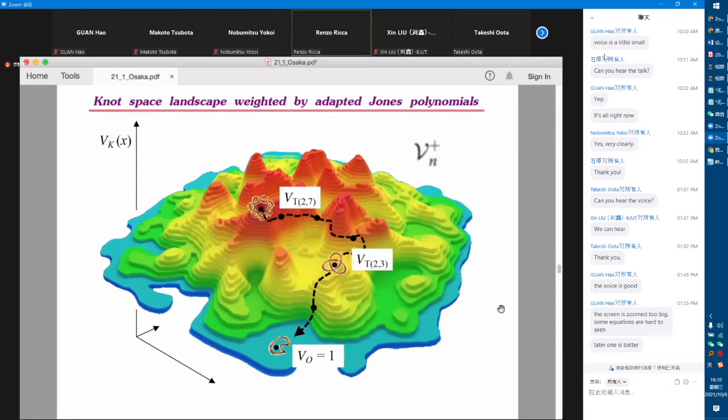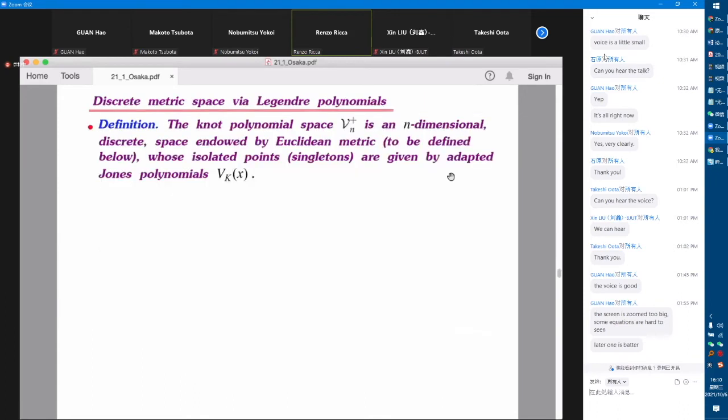Of course, we're looking for geodesics. So maybe the line that I draw is not the optimal one. Maybe there is another one straight down from the complex torus knot 2-7 to the unknot, and that would indicate the fact that we may have instantaneous reconnections at all sites of the torus knot. Here by curly V, I indicate this knot polynomial space. By N, I indicate the degree of the polynomial I consider, and by the plus, I indicate the fact that for simplicity, for the moment, we consider Jones polynomials with positive exponents only.